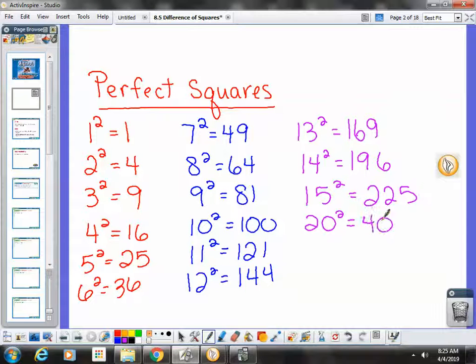This is just a partial list of perfect squares, isn't it? Not a complete list, we could obviously keep going. So if you see any of these numbers in the right-hand column, 1, 4, 9, 16, 25, 36, 49, 64, etc., those are perfect squares. Now, perfect squares don't have to appear in number form. They could appear in variable form. Let me show you what I mean.